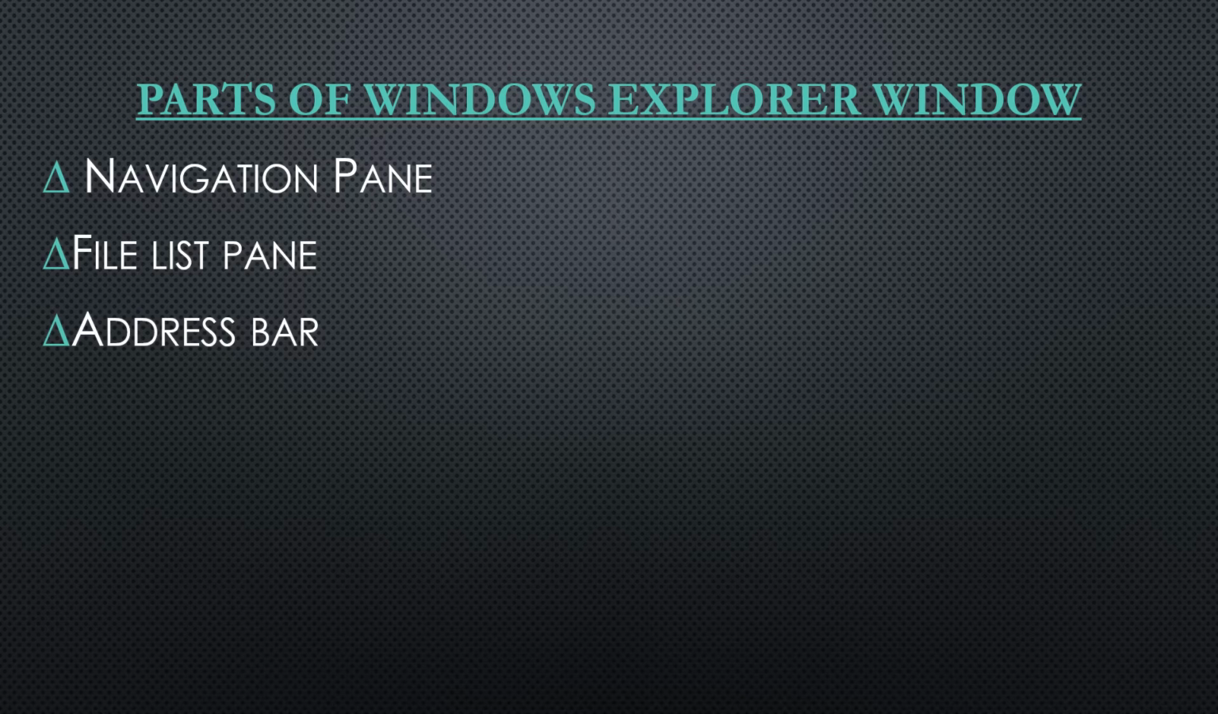Address bar, which displays the complete path of the selected file or the folder. Another component, that is the search box, which helps you quickly search files and folders in the current folder. Toolbar. It provides buttons for common tasks according to the file or folder selected by the user.